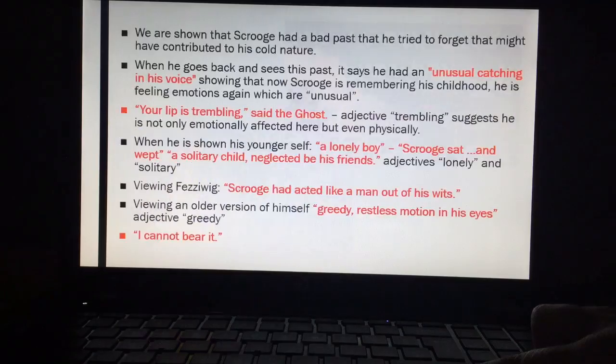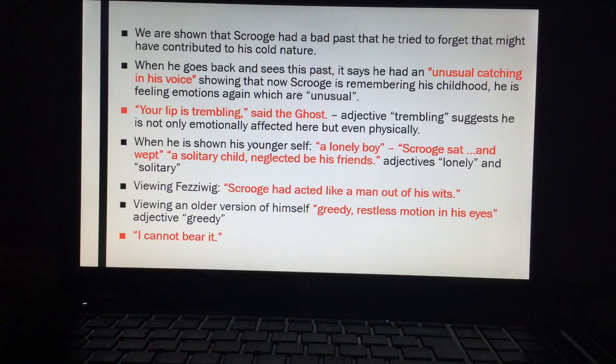The ghost of Christmas past then. We are shown that Scrooge has had a bad past. He tried to forget what might have contributed to his cold nature. When he goes back and sees the past, it says he had an unusual catching in his voice. Showing that now Scrooge is remembering his childhood, he is beginning to feel emotions again. And we get the adjective unusual. Why is it unusual? Because in stave 1, we have a description of a man who doesn't care, an emotionless, cold, hard, harsh man. And now when he sees his past and witnesses his past, he begins to feel something, and it is something unusual.